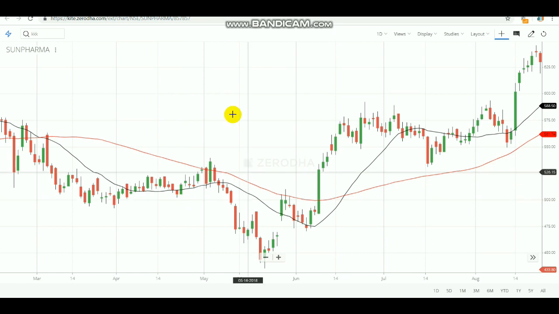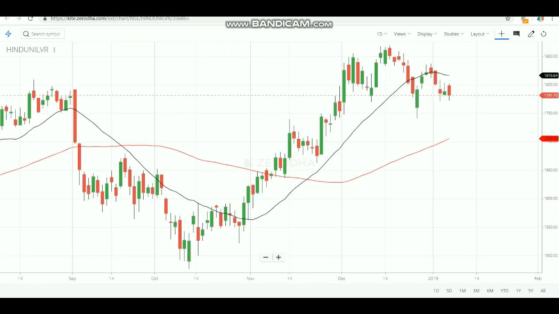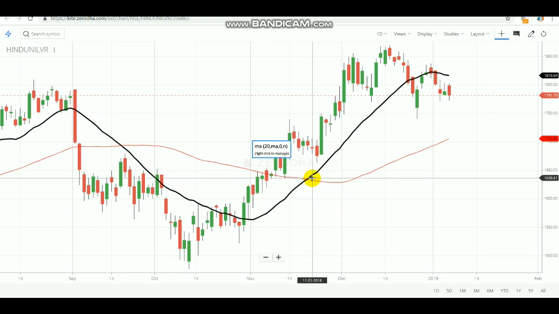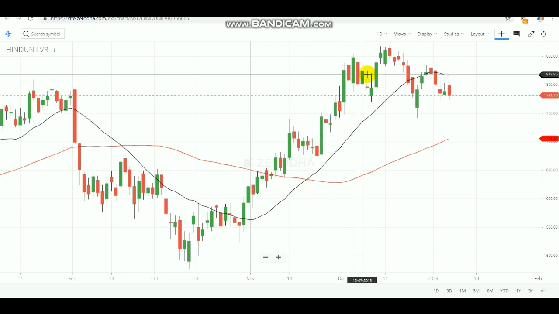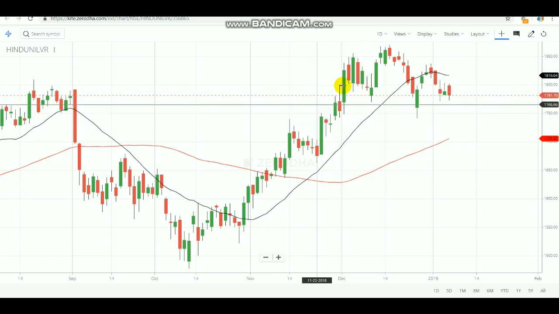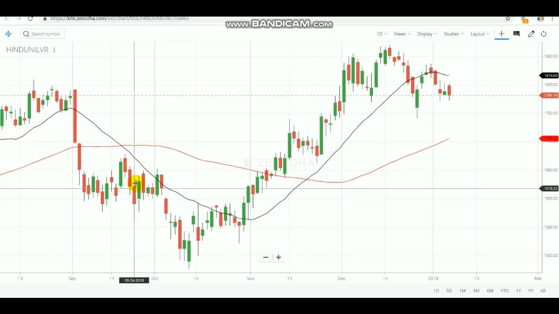Let's check with some other stocks also. This is Hindustan Unilever stock. In this stock, as you can see, a buy trend has been formed. After the buy trend has been formed, the market went up. So here you can earn more. Let's see with the previous one.